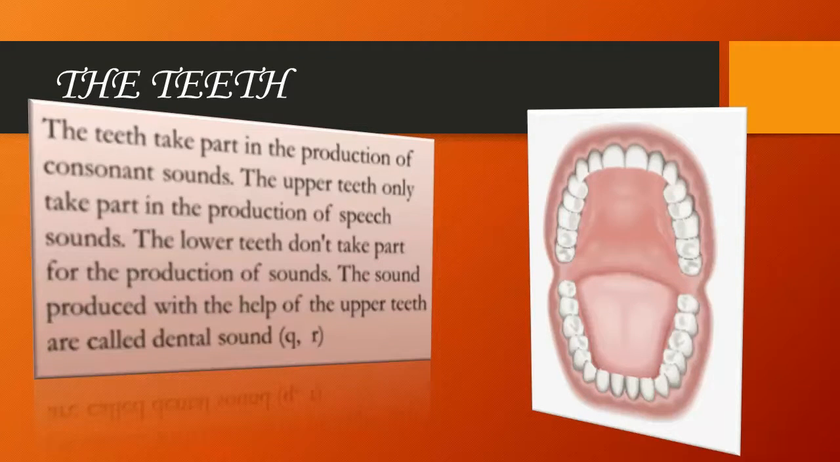The teeth. The teeth take part in the production of consonant sounds. The upper teeth only take part in the production of speech sounds. The lower teeth don't take part in the production of sounds. The sounds produced with the help of the upper teeth are called dental sounds. K, g.